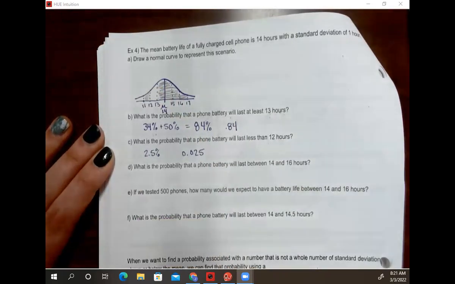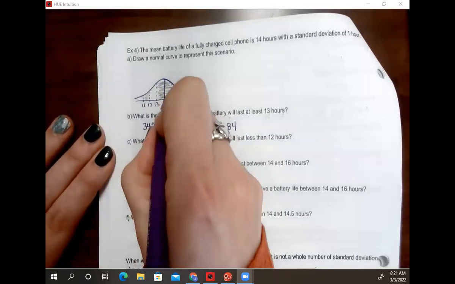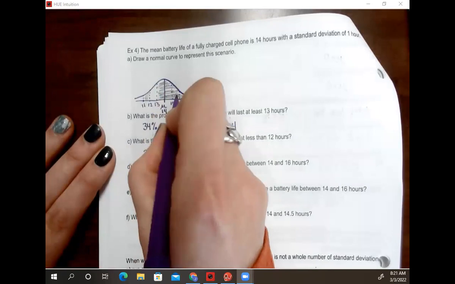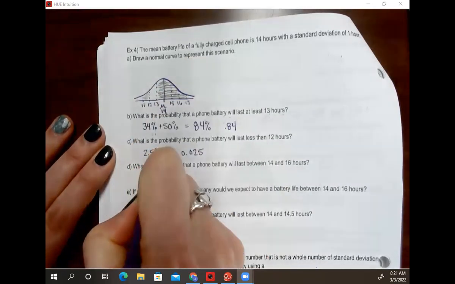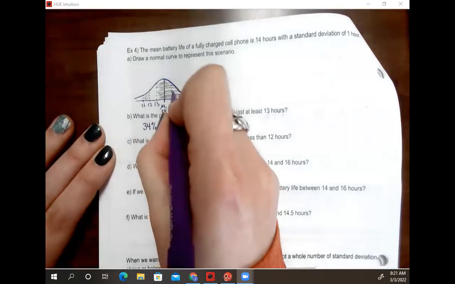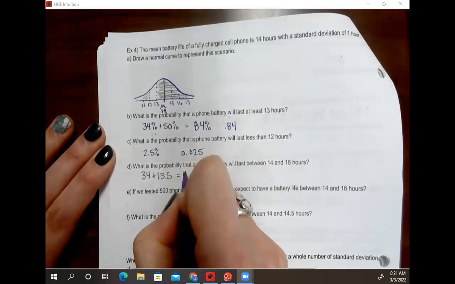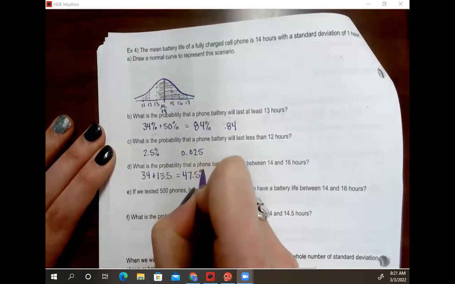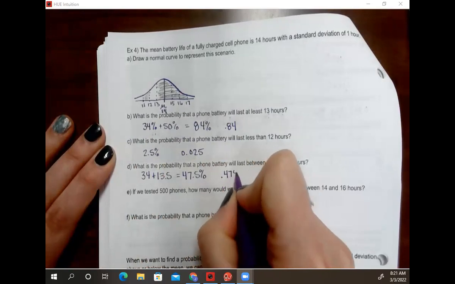D, what's the probability that a phone battery lasts between 14 and 16 hours? So 14 to 16 hours, this chunk right in here. So I know this section is 34%. And then my next section between 15 and 16 is 13.5%. So I would get 47.5% when I add those pieces together. Or again, since we're talking about probability, 0.475.